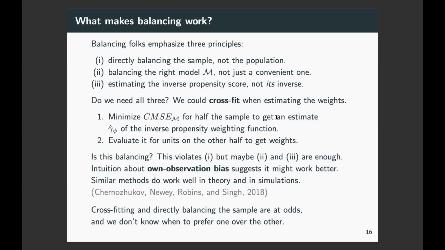One question is maybe, is it better or is it worse? Because the intuition that sort of justifies sample splitting is about a phenomenon called own observation bias, which suggests it might work better.